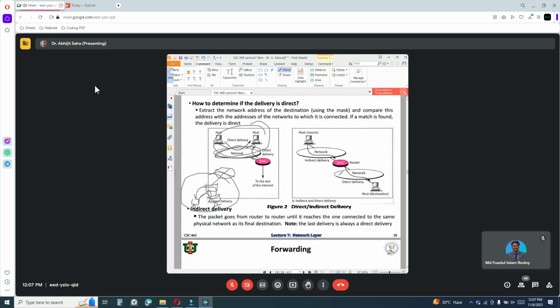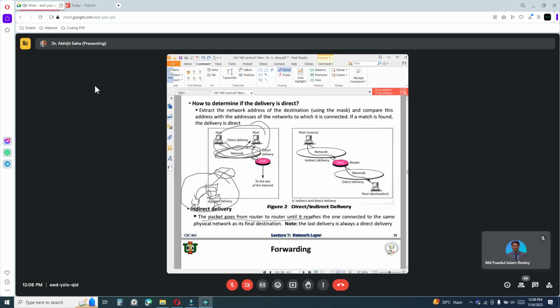And if you come to the right side one, you can see this router is connected with two different networks. That means if your source is in one network and your destination is in another network, then the delivery between them is known as indirect delivery. If I have more routers here, for example, and this connection is given with this router, that is also known as an indirect delivery.